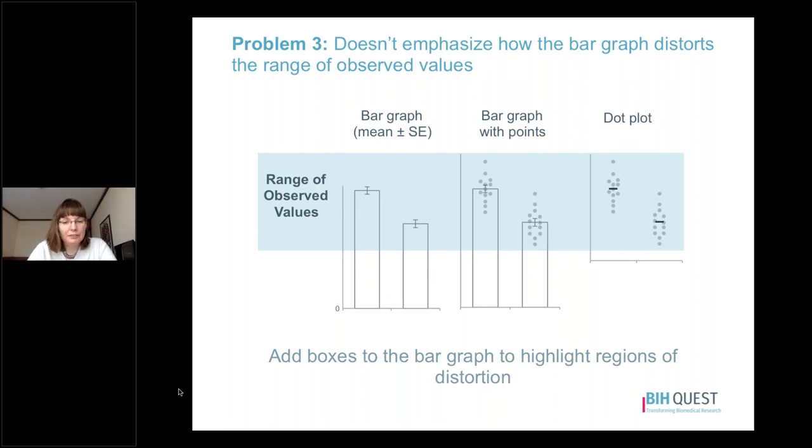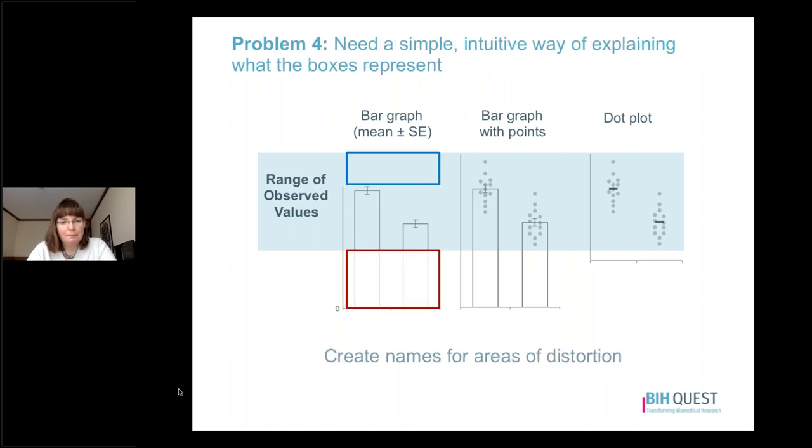However, I have these regions of distortion that now are no longer labeled on the graph, which is a problem because those are crucial to my message. And so the next step is to add boxes to the bar graph to highlight these regions of distortion. So here's the fourth version. Now I have these two boxes. I know that these regions are important for some reason, but I don't know why.